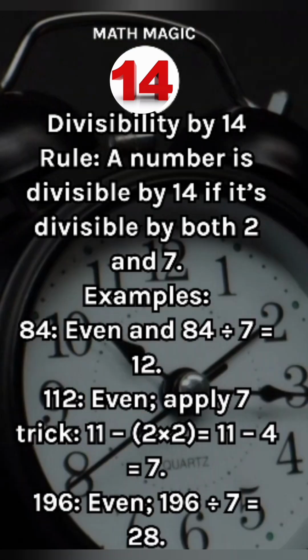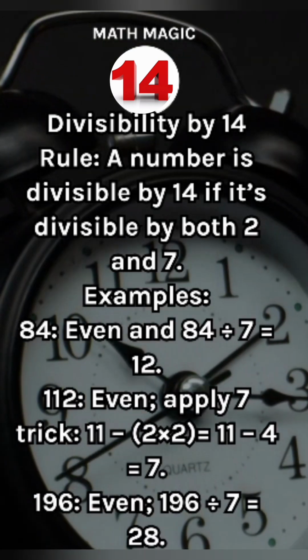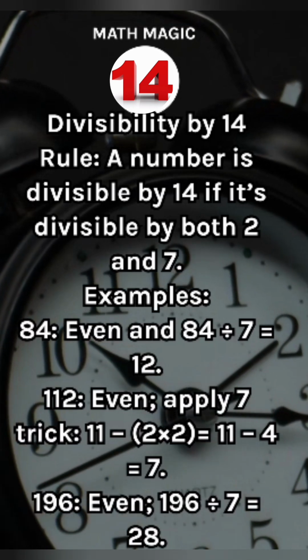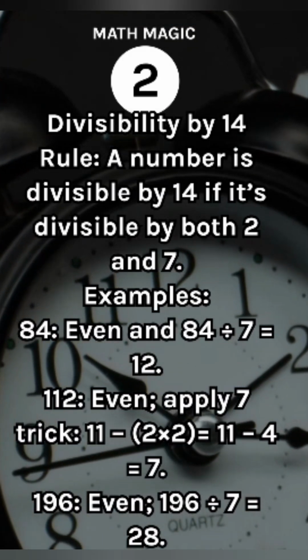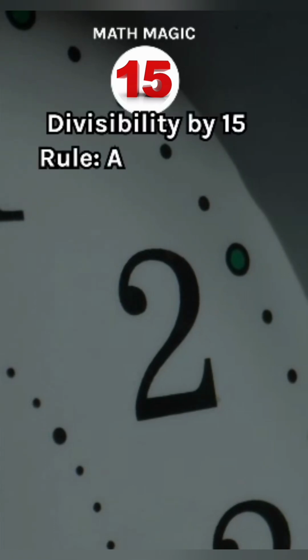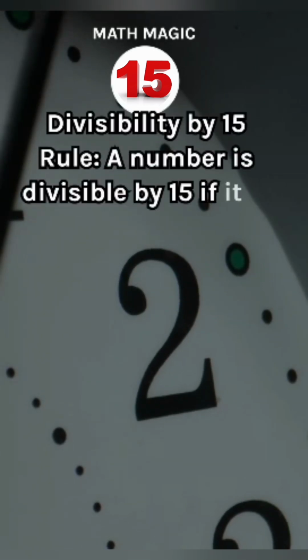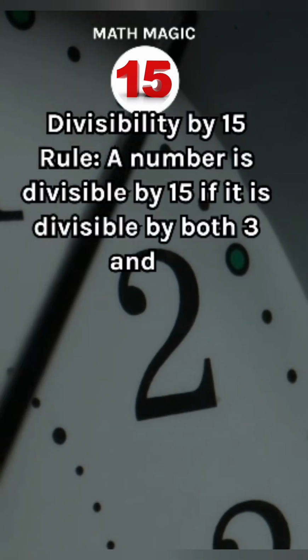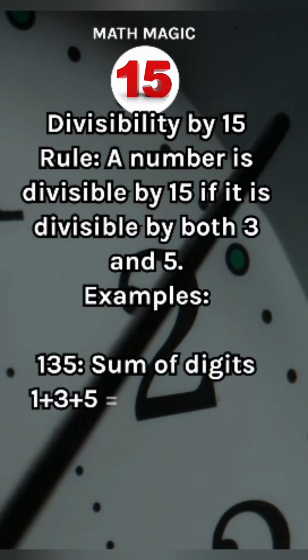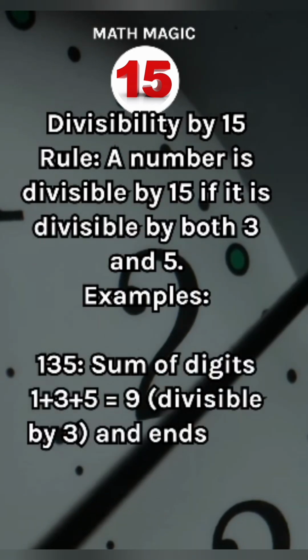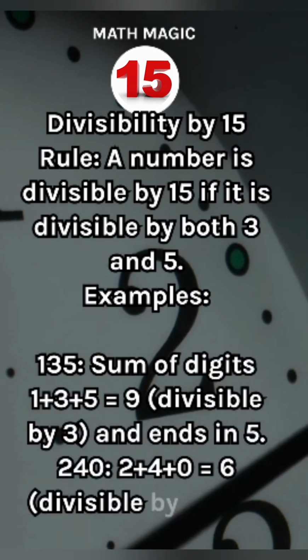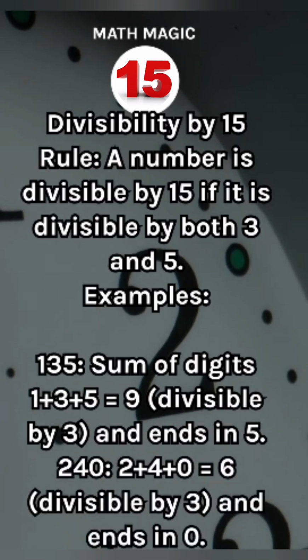The last but not the least, which is the divisibility by 15. A number is divisible by 15 if it is divisible by both 3 and 5. That is also similar. We should check the divisibility tests of 3 and 5, and if they are satisfied, then the complete number is divisible by 15 also.